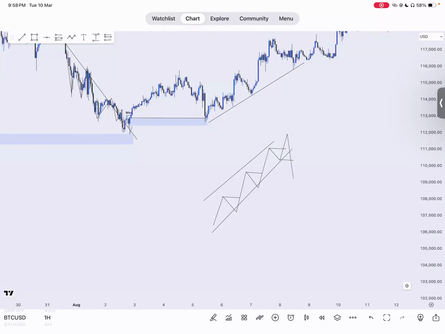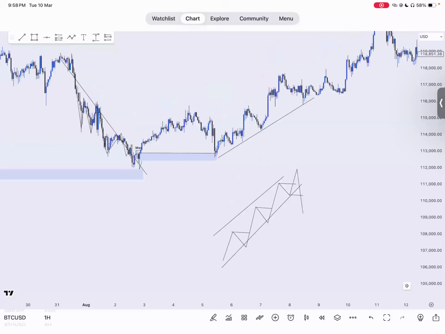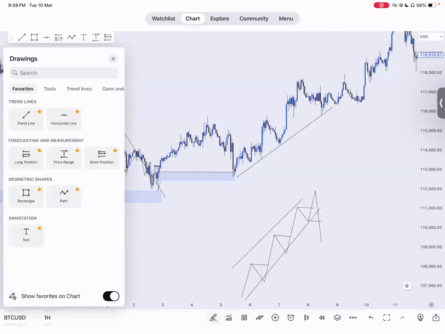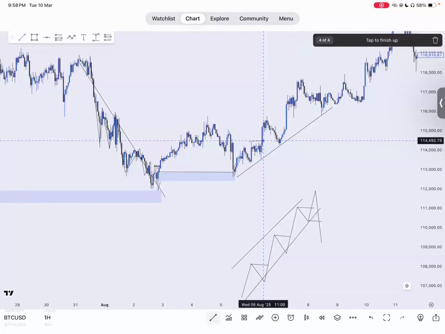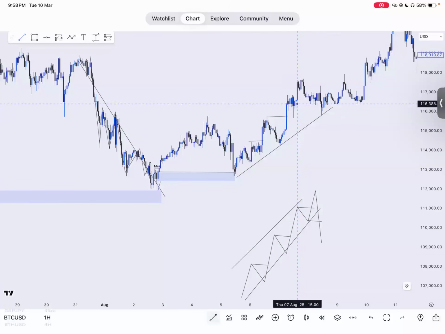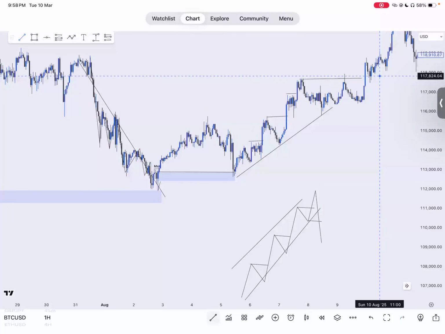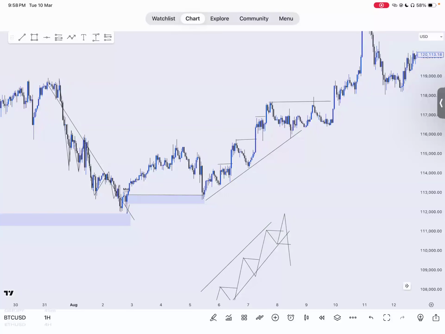That is what makes up a break of structure. So this is the break of structure when this high gets broken, when this high gets broken, when this high gets broken. It's doing all that while maintaining this uptrend. Now that is what you call a break of structure.